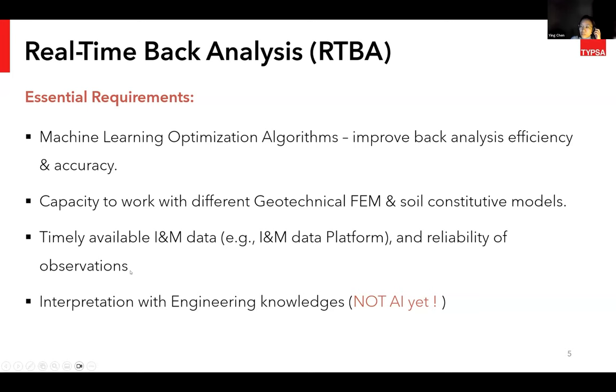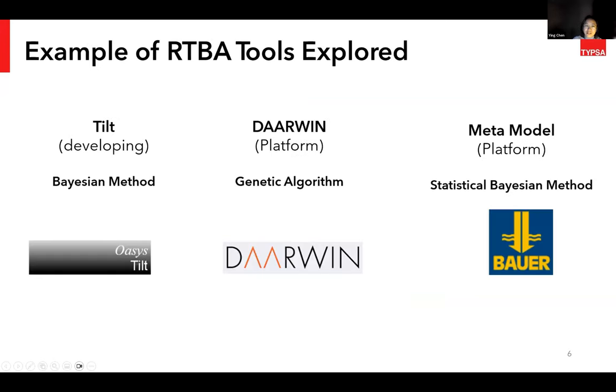Then the third most important element is timely available instrumentation and monitoring data. Like Duncan and Tony mentioned, it's not about quantity, it's about quality. If we can get very high quality data that we can rely on, then back analysis results will be very promising. However, like I mentioned, because all these are mathematical solutions, interpretation of the back analysis still needs to be in place. Because of this, I refuse to call this AI. I still call it just machine learning. So as an engineer, I think our job is still a little bit secure for now, but I don't know for how long.